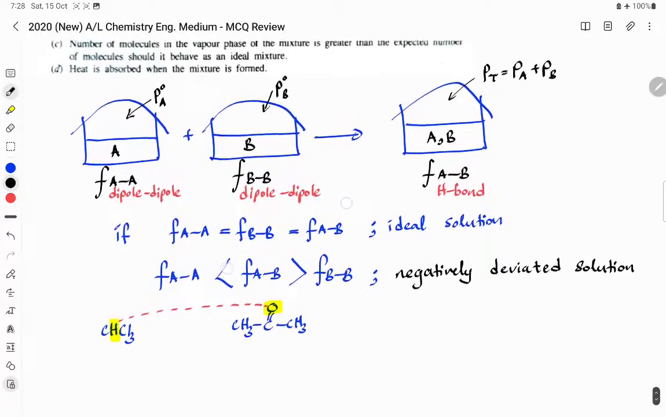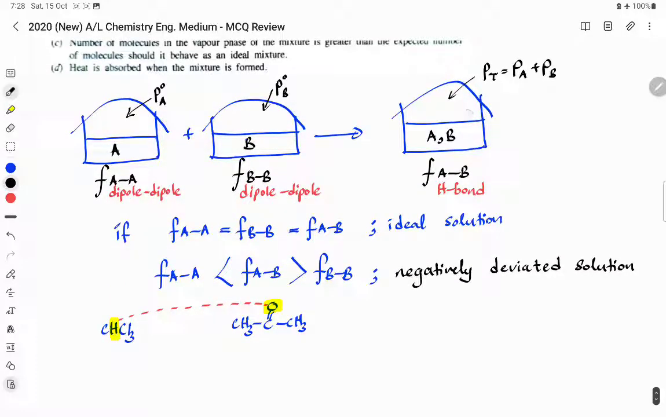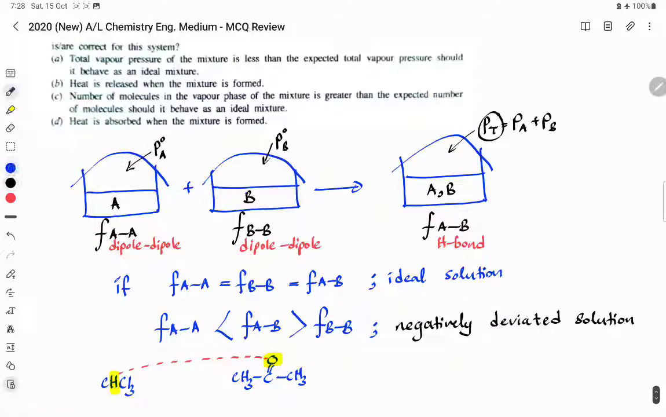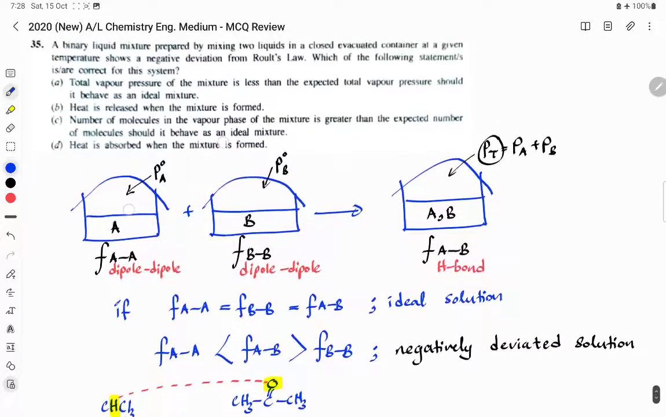It is called negative deviation because the total vapor pressure is lesser than the total vapor pressure of an ideal situation. So the evaporation is limited now. It's decreased. Let's go to the statements.